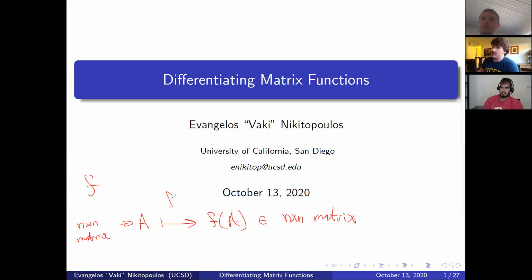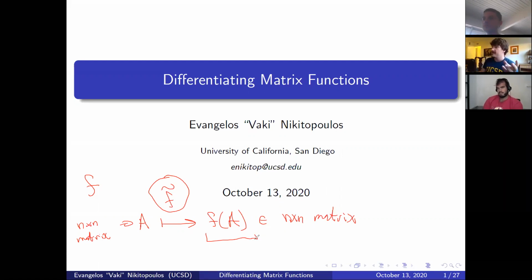And I'm going to write f tilde for this function. I'm going to explain what all of this means, but just so you have an idea, this is the function we're going to be differentiating. It's going to be a function from some n by n matrices to some more n by n matrices. So as such, I have to first tell you about what f of A means. That's a construction known as functional calculus.